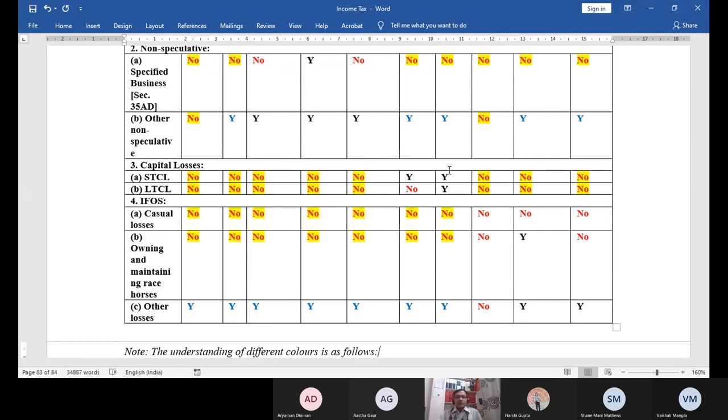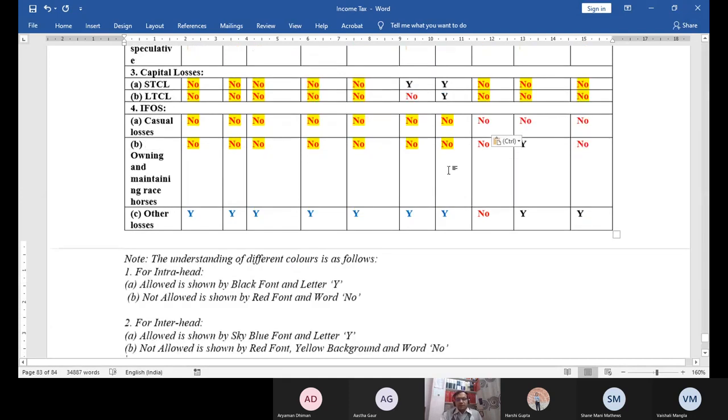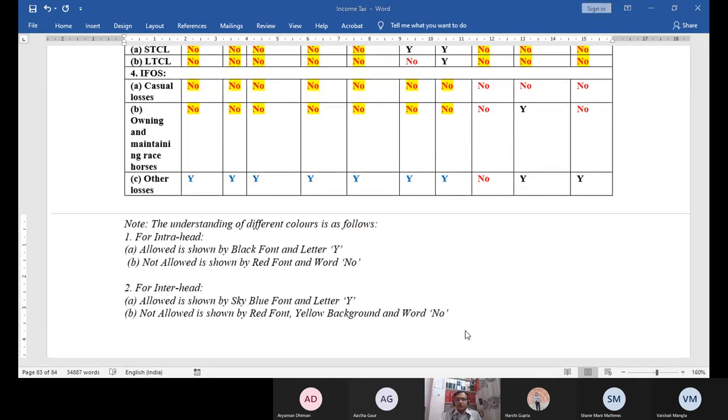Yes. Now please raise your hand if the table is a little bit clear. It will take some time, but please raise your hand if you have understood the overall structure of intrahead and interhead.